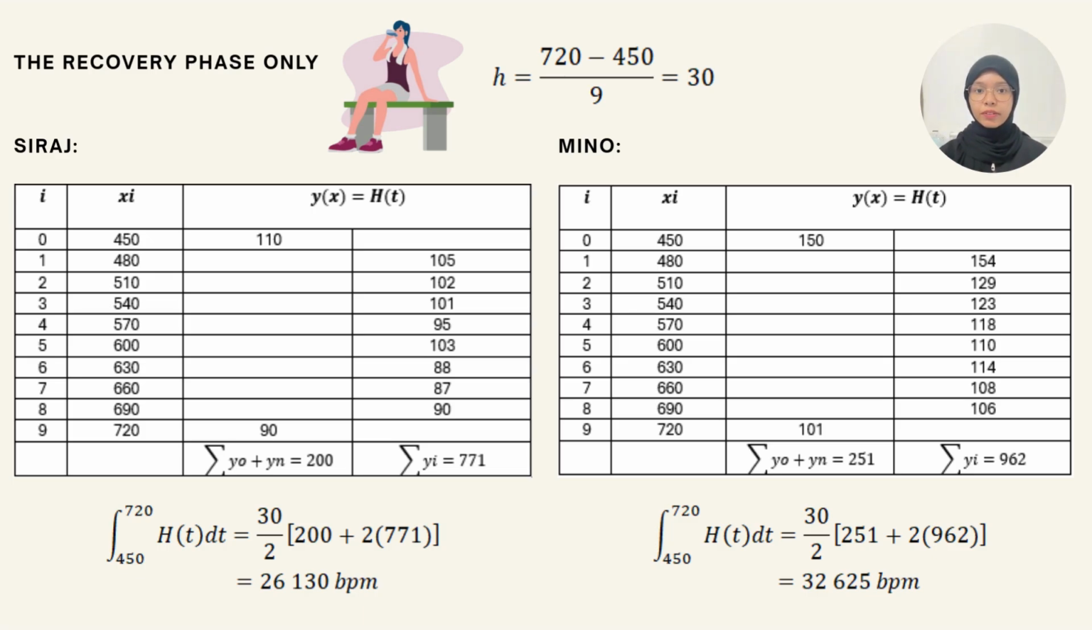Next, for the recovery phase, the same trapezoidal rule is applied to the heart rate data from 450 to 720 seconds to evaluate how the heart rate decreased after exercise. For Siraj, the total heart rate response during recovery is 26130 beats per minute. For Mino, it is 32625 beats per minute. A higher value during recovery indicates that the heart rate remains elevated for a longer time.